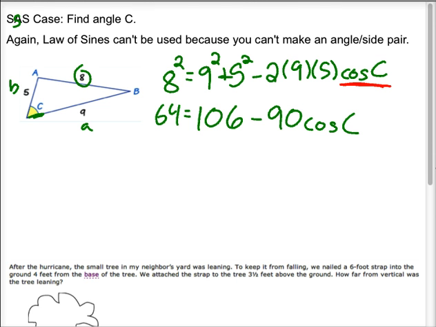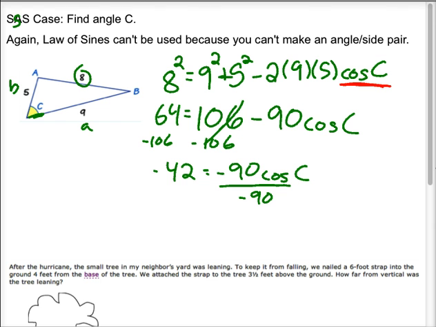the numbers this time. Well, that means I'm going to have to subtract off that 106 from both sides. All right, my goal is to get that cosine by itself. Now that I've done that, now I'm going to divide by negative 90. So that's going to give me 0.46 repeating equals cosine of C.